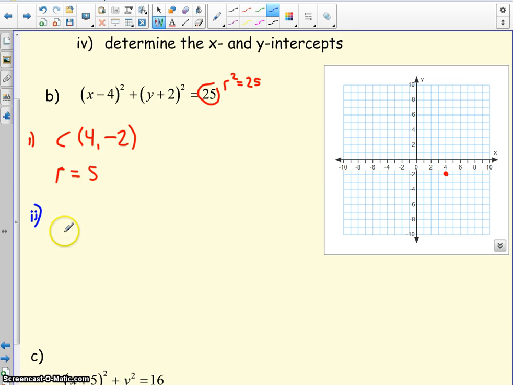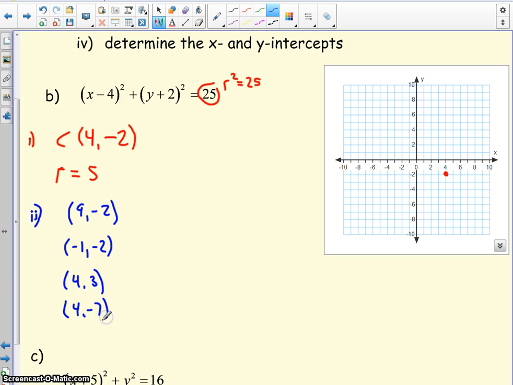So let's take a look at the x value first. So my key points, 4 plus 5 is 9. So I have 9, negative 2. 4 minus 5 is negative 1. So I have negative 1, negative 2. With the y value, if I add 5, I'm going to get 4, 3. Now I subtract 5, I'm going to get 4, negative 7.